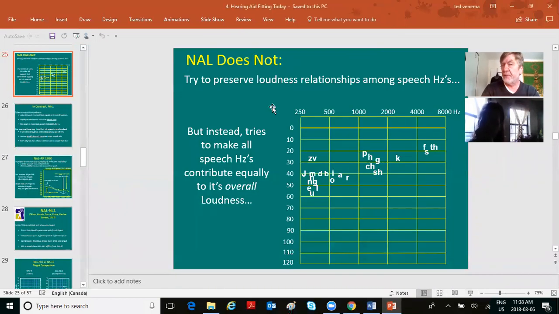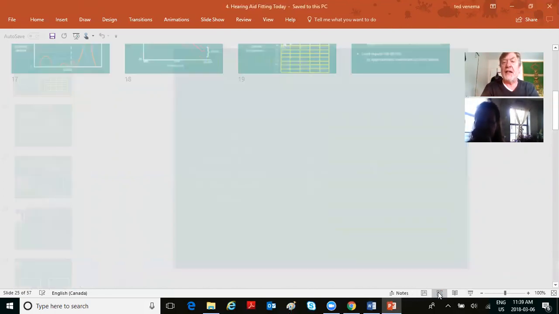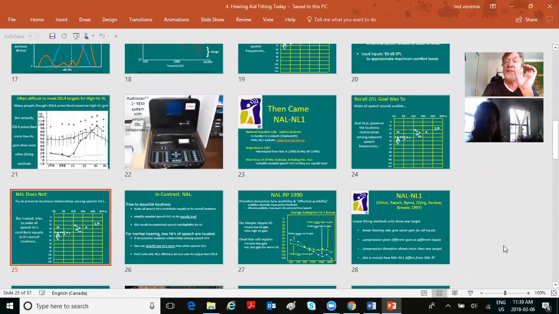NAL did not. Okay? NAL did not try and preserve this loudness relationship. So NAL did not give as much low frequency gain. NAL says, hey, we don't care if vowels are normally heard louder than consonants. For hearing impaired, we're going to make sure that every adjacent speech frequency contributes evenly to the overall loudness of speech. And that is why NAL also then gives less low frequency gain and output.